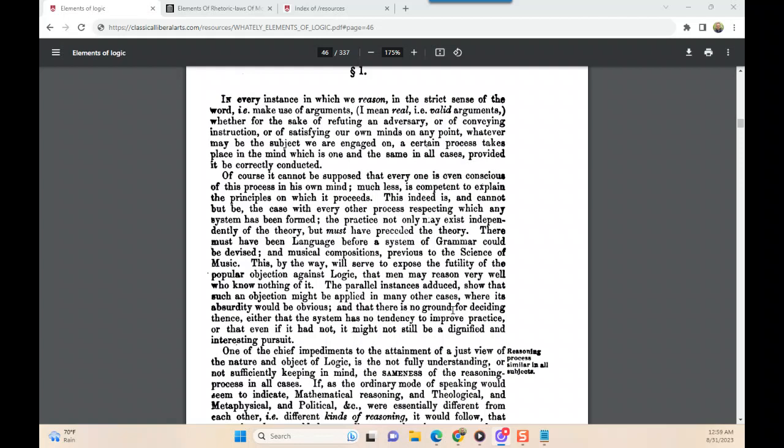That there is no ground for deciding thence either that the system has no tendency to improve practice or that even if it had not, it might not still be a dignified and interesting pursuit. So it's absurd to make an argument that studying the art and science of reasoning won't help us to reason more effectively, even reason more effectively than those who may be naturally gifted but who don't study the art.